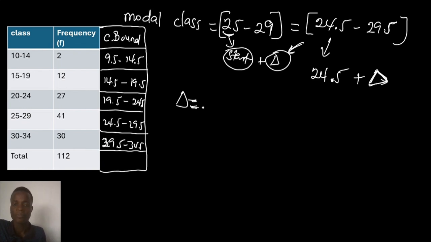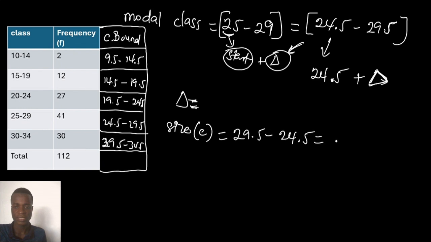But that changing item falls within the class, so we need a particular fraction of the class size. So we also need another tool called the size of the class. Let me call it C. The size of this class is size C. So how do we find the class size from the class boundary? We do 29.5 minus 24.5. If you do this, you are getting 5. So we got 5. This is our class size.